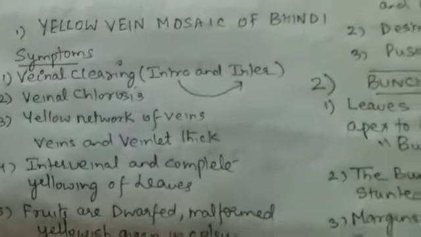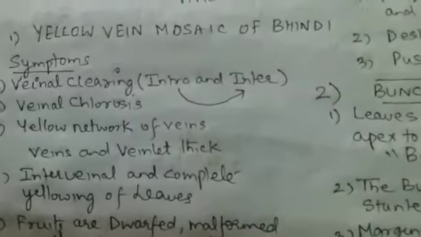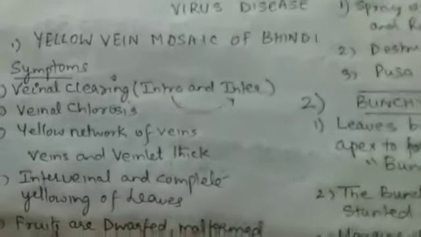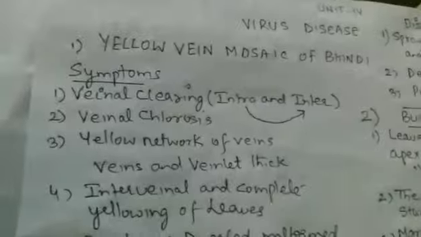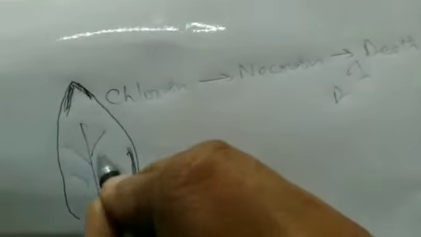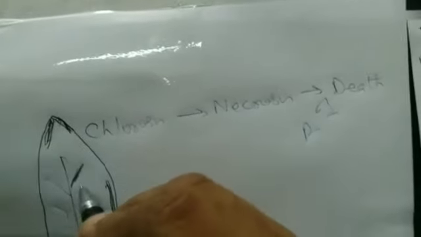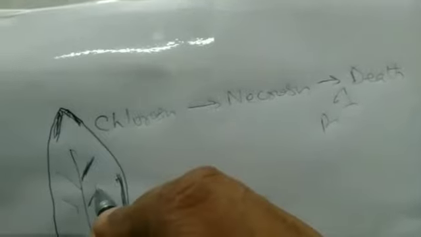of the plant, right? So yellow vein mosaic is a viral disease. Viral diseases are particularly different from fungal diseases. Here the vein clearing will start. So what is vein clearing? Vein clearing is basically the process in which the leaves have veins, and the clearing starts here. When clearing starts at the vein point, then it is called intravenal.